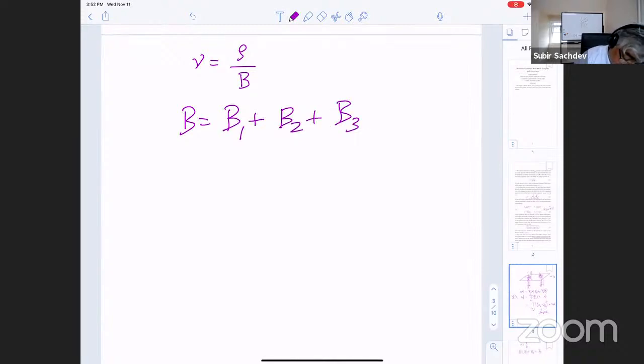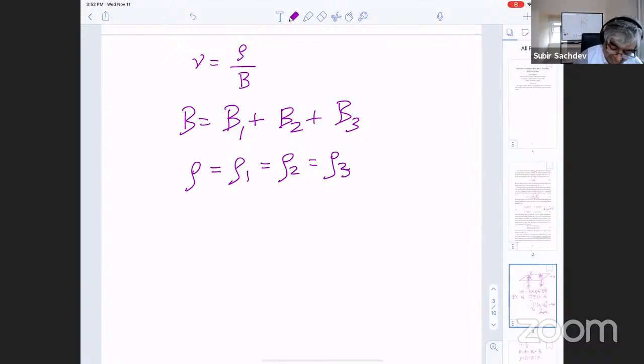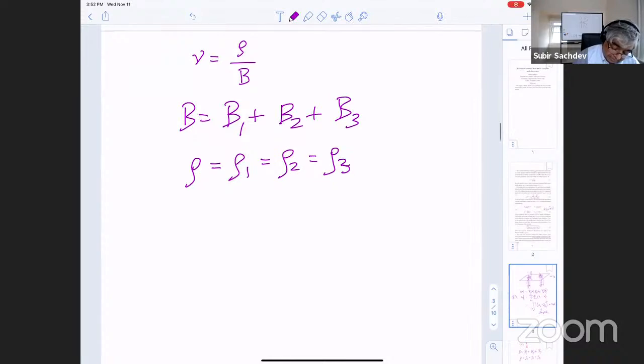Then what do we want? We also know that the density of the electrons is equal to the density of the partons. They're all equal, because every time you put in an electron, you put in one parton of each type. So that's something else you know.